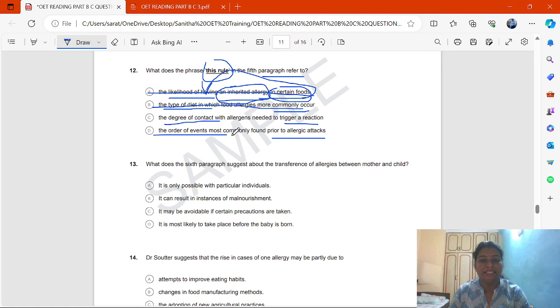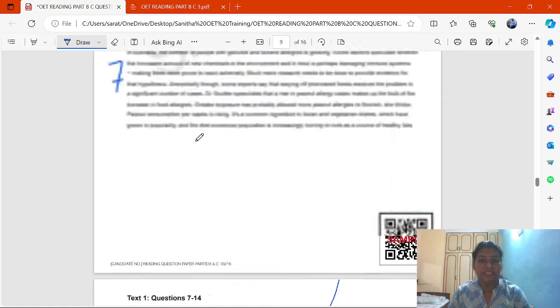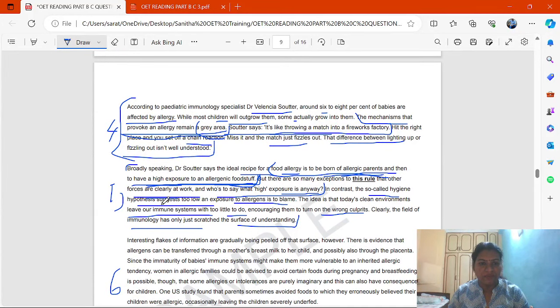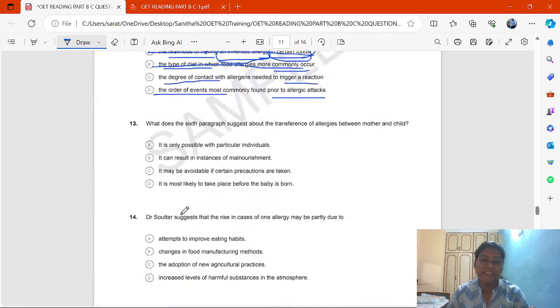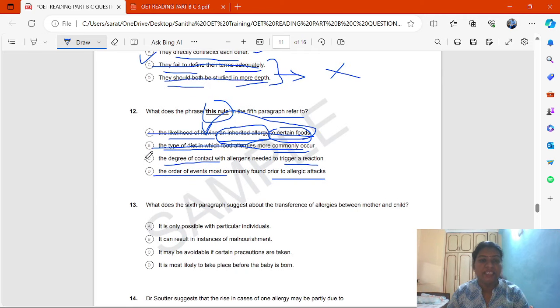The third option: the degree of contact with allergens needed to trigger a reaction. Here there is a high exposure to an allergenic food. In the second hypothesis, there is no contact with any allergens, because nowadays people live in a clean environment, and if there is no contact with allergens, there is a greater chance of getting allergies. Here, they say the degree of contact with allergens is needed to trigger a reaction.